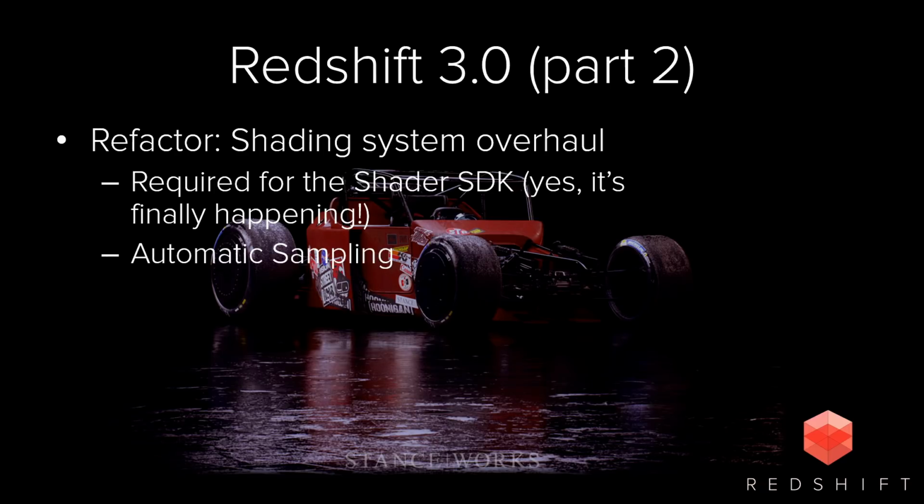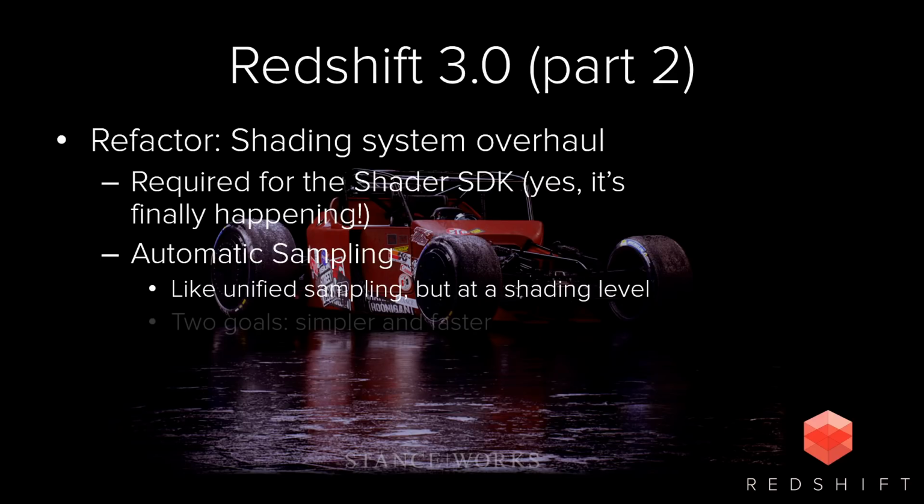But other than that, we wanted to add something we call automatic sampling. So what is automatic sampling? Well, automatic sampling, you can think of it kind of like our primary ray unified sampling, but for shaders. And I'm talking about for reflection, refraction, diffuse, trying to clean up that noise very, very simply. And really, the goal, like I said with 3.0, is to make things simpler for artists and faster rendering as well.